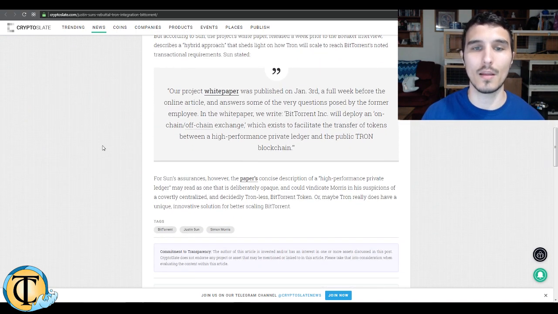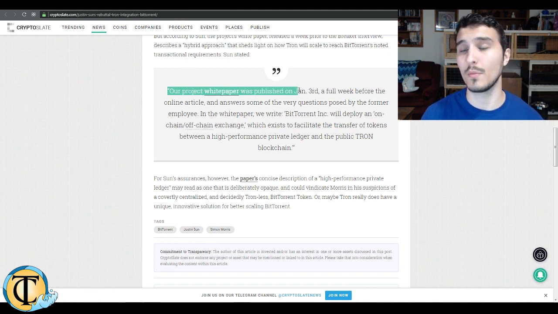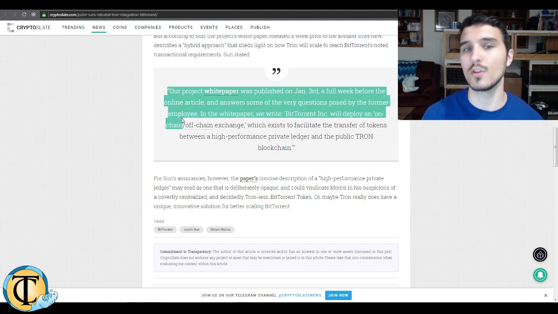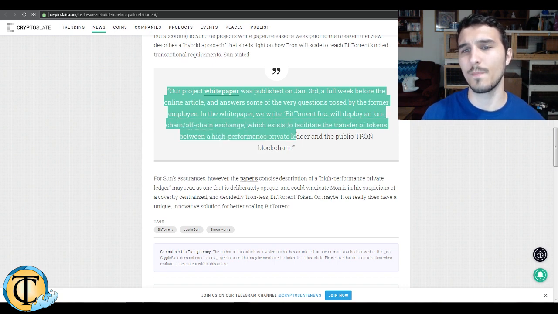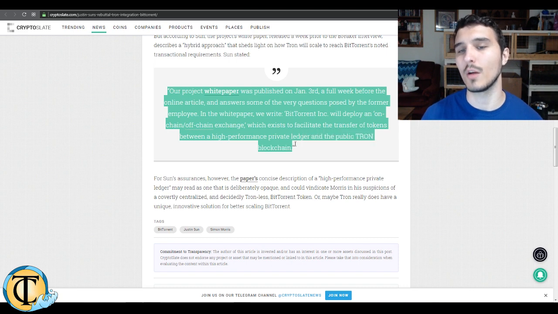And this seems to be something that may hold water, since Justin Sun responded with our project white paper was published on January 3rd, a full week before the online article, and answers some of the very questions posed by a former employee. Essentially, the white paper writes, BitTorrent Inc. will deploy on an on-chain, off-chain exchange, which exists to facilitate the transfer of tokens between a high-performance private ledger and the public Tron blockchain.